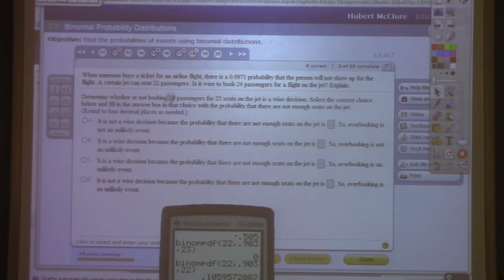Okay, this is what the people that are wanting to change the book can't stand, the way they determine whether or not booking 24 passengers for 22 seats on the jet is a wise decision. Select the correct choice below and fill in the answer box of choices.